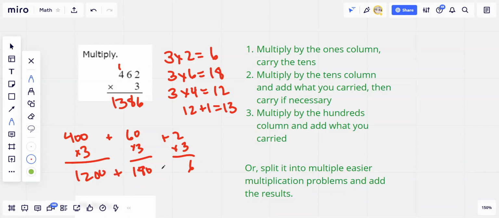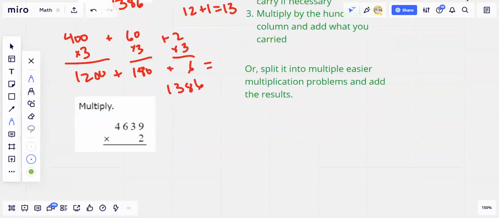So now our problem comes down to 1200 plus 180 plus 6. And let's see, 1200 plus 180, that would be 1380, plus 6 would be 1386. And look at that, we got the same answer. I think the second way is a little bit quicker, but you should decide whatever works best for you. All right, let's try maybe a harder one.